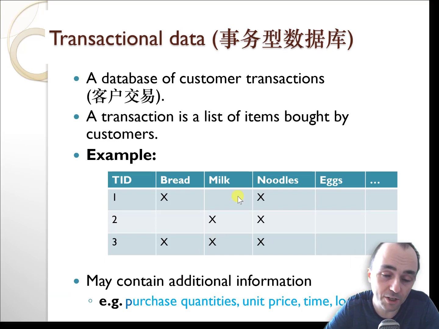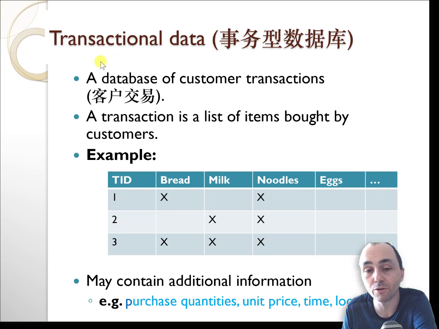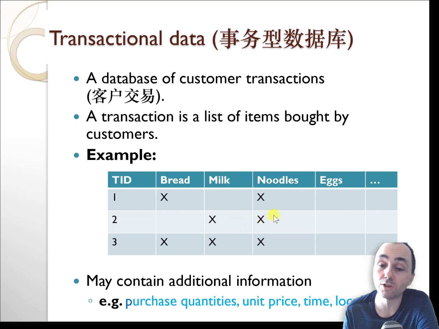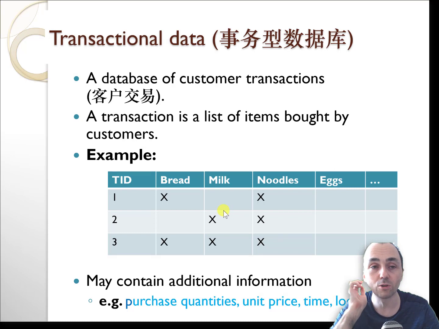Another type of data, a second type, is transactional data, what the people buy in a store, for example. So here I have a small example. I have a transaction database. It is a table. We have customer 1, 2, 3, and we know what they buy. Like customer 1 buys bread and noodles. Customer 2 buys milk and noodles and so on. So having data like this, we can find correlations, for example, between what the people like to buy. So here, for example, we see many people like to buy milk with noodles. So maybe we could sell them together and so on to try to earn more money.